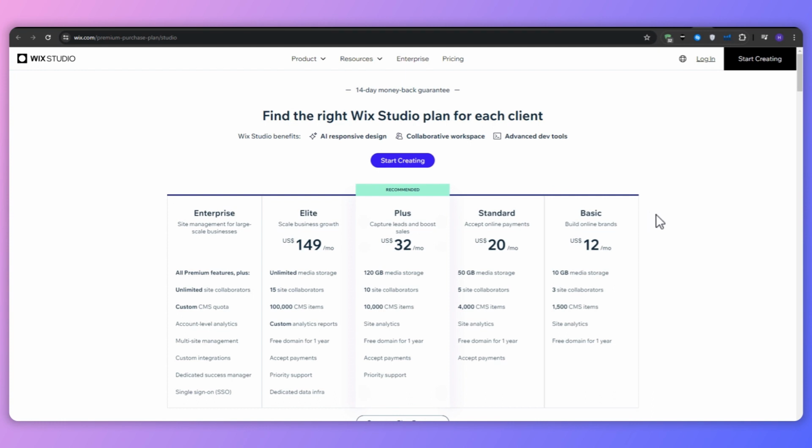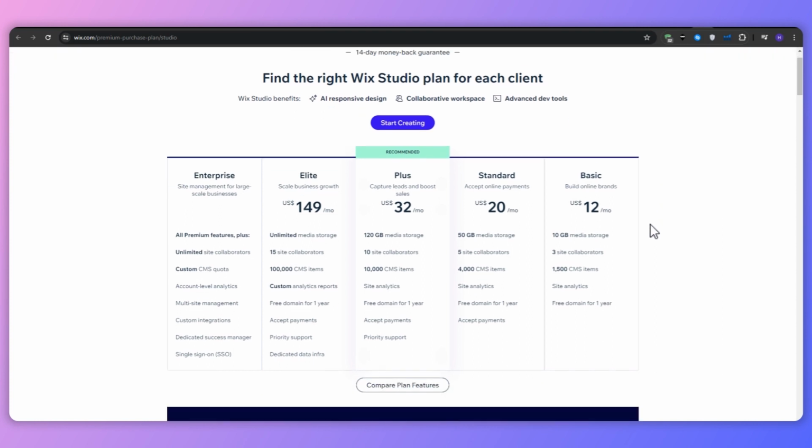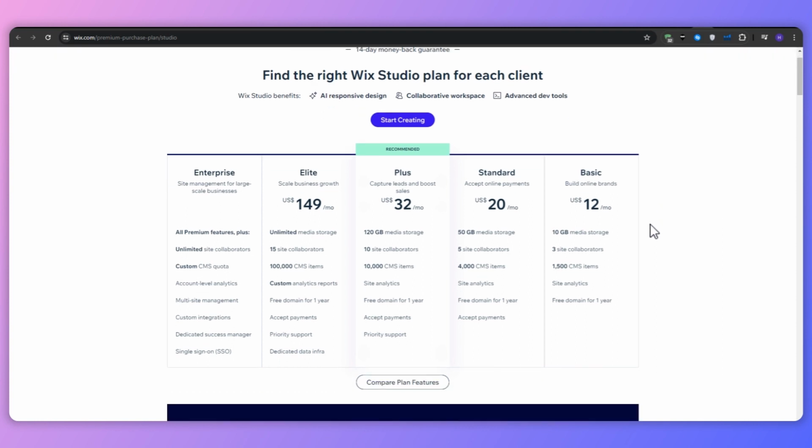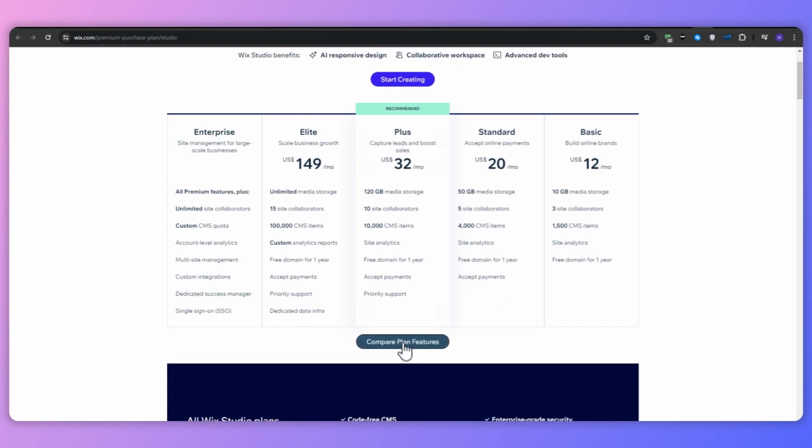So let's get started. Before we dive into the specifics of each plan, let's take a moment to discuss the overall structure of the Wix Studio premium plans and how they differ from the classic Wix plans that you may be familiar with. One of the most significant changes is the unified plan structure. Unlike the classic Wix plans, which had separate tiers for regular websites and business, Wix Studio offers a single set of plans that cater to all types of websites. And this streamlined approach makes it easier to understand and compare the features and benefits of each tier.